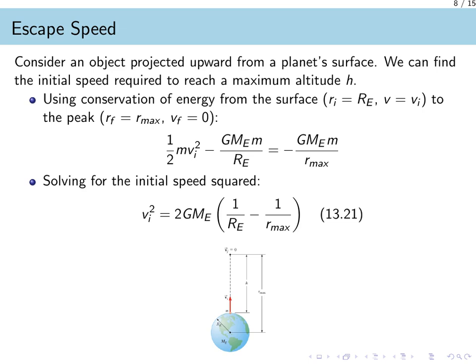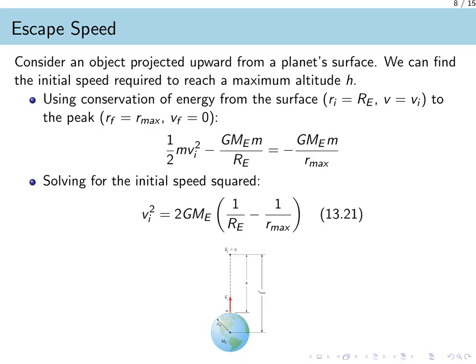Let us apply energy conservation to find the initial speed an object needs to reach a certain maximum height. This calculation is a key step in understanding how to leave a planet's gravity entirely. Imagine we launch a probe straight up from the Earth's surface. We will treat the probe and Earth as an isolated system, meaning their total mechanical energy is conserved. The initial state is at the surface, where the radius is R sub E and the speed is V sub I. The final state is at the peak of the trajectory, where the probe momentarily stops, so its speed is 0 and its radius is R max.